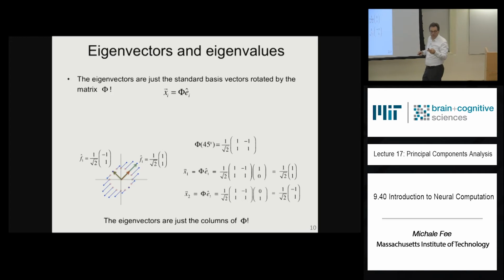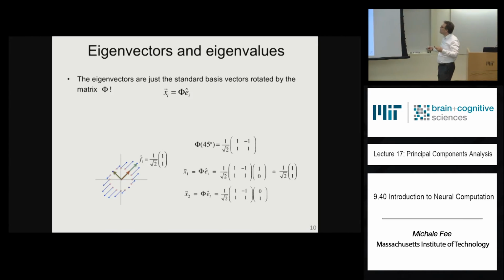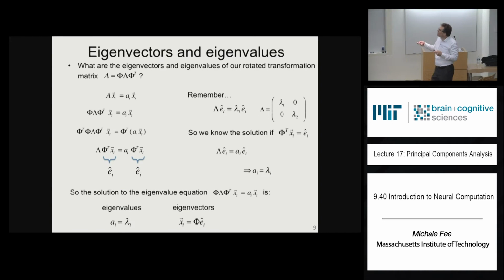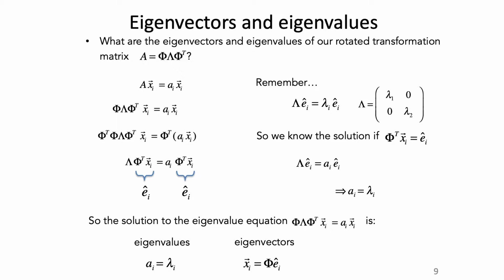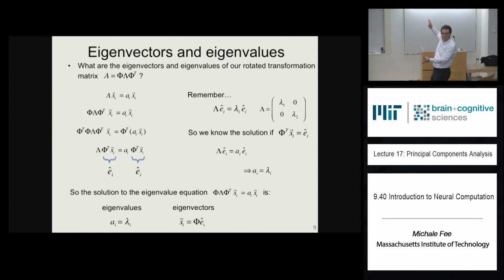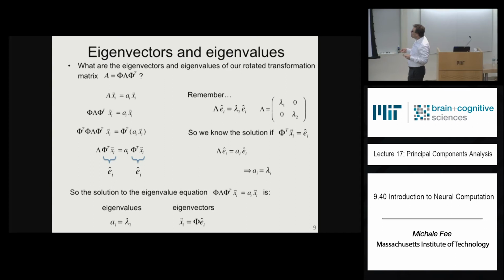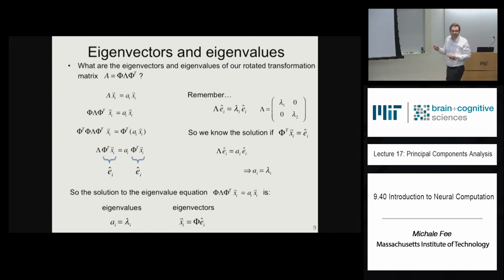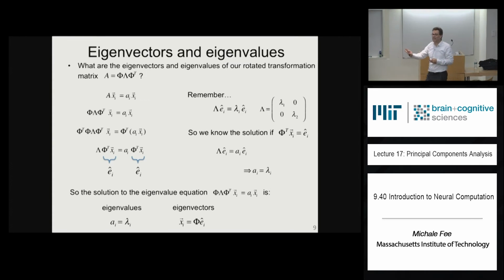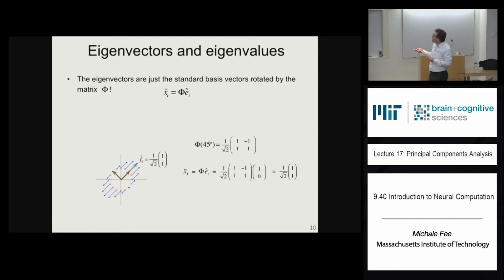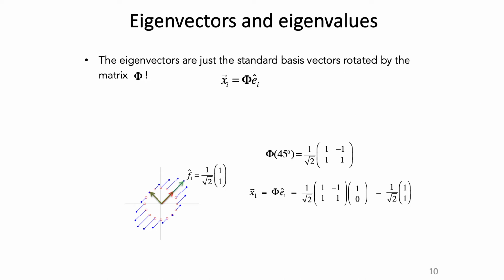Okay? So let me recap. If you have a matrix that you've constructed like this, as a matrix that produces a stretch in a rotated frame, the eigenvalues are just the diagonal elements of the lambda matrix that you put in there to build that matrix. And the eigenvectors are just the columns of the rotation matrix.